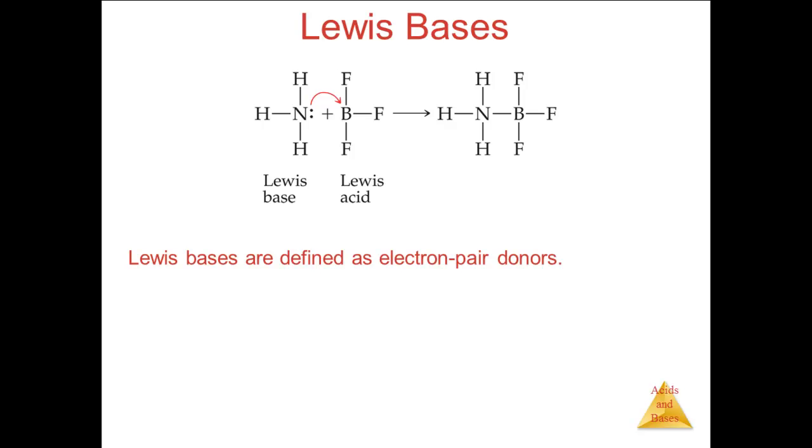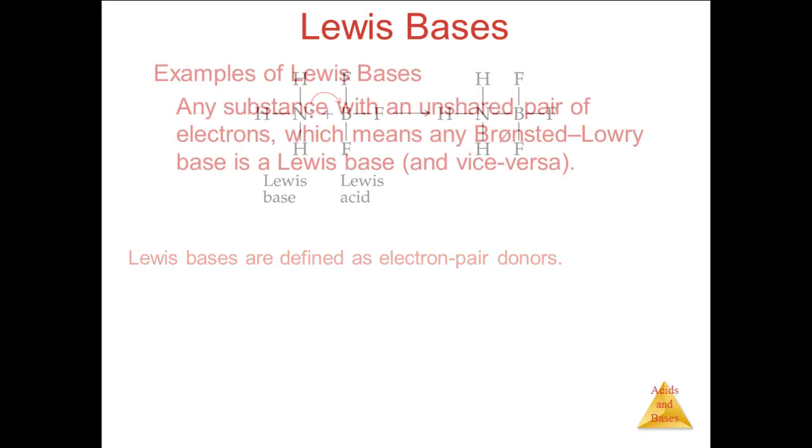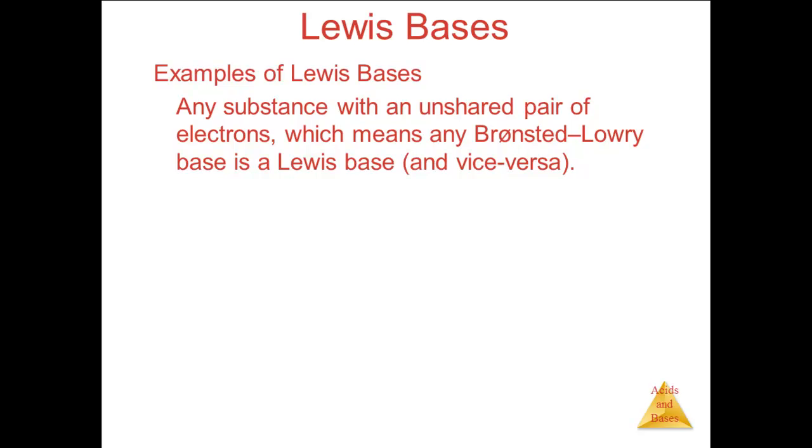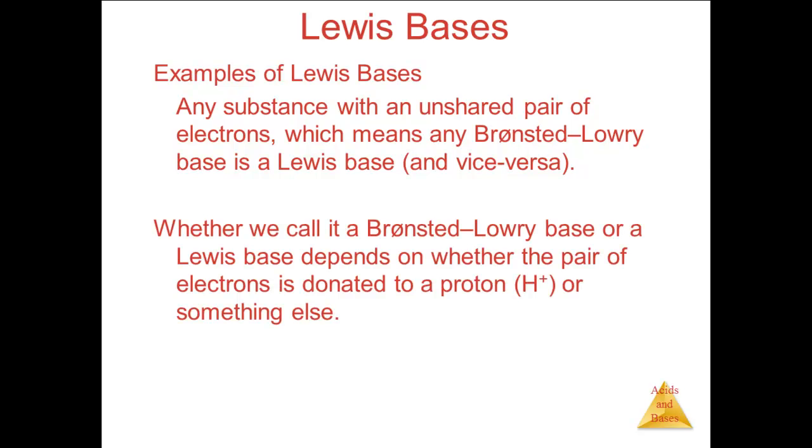A Lewis base is an electron pair donor, which means that any substance with an unshared pair of electrons, that is, any Bronsted-Lowry base, is a Lewis base. Whether we call it a Bronsted-Lowry base or a Lewis base depends on whether the pair of electrons is donated to a proton or to something else.